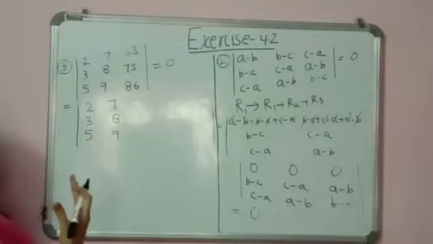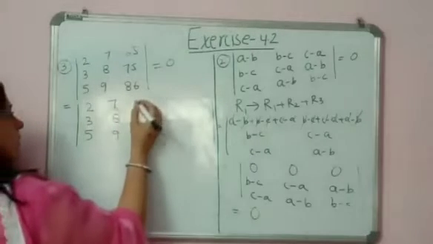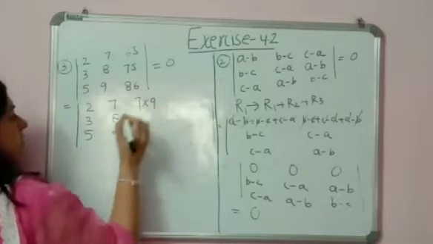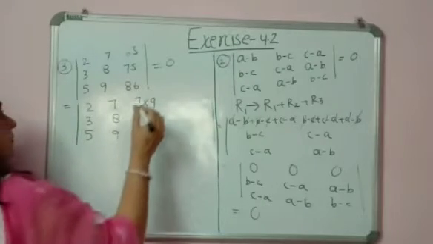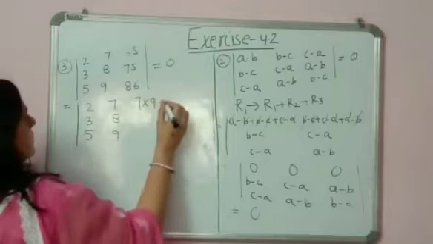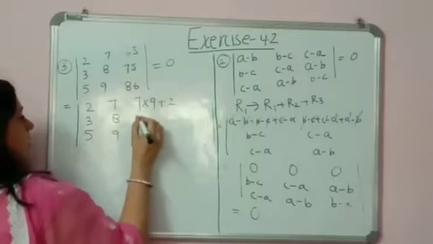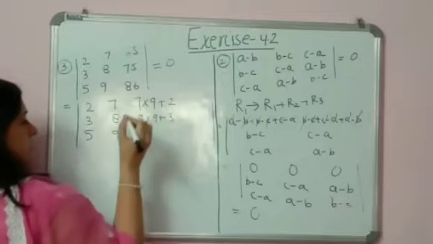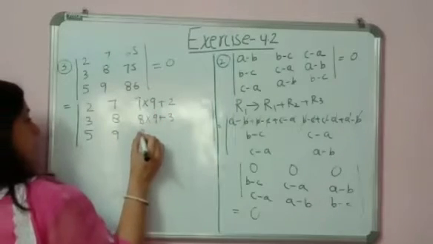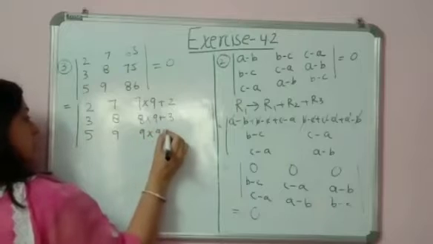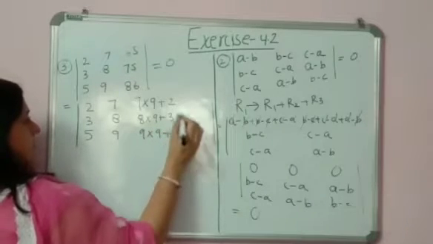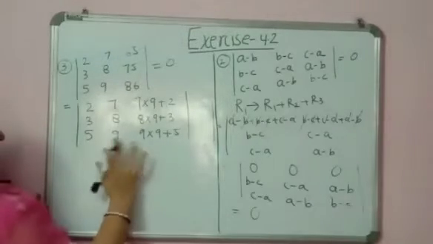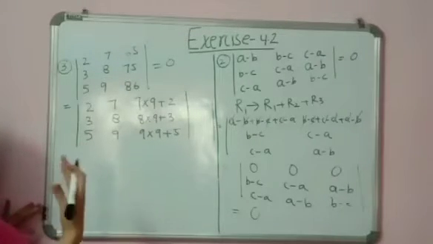So here you can write this column 3 as what? So it will be 7 into 9, 63 plus 2. Here 8 into 9, 72 plus 3, 75. Here 9 into 9, 81 plus 5, 86. Okay. Now you can express this determinant as the sum of two determinants.